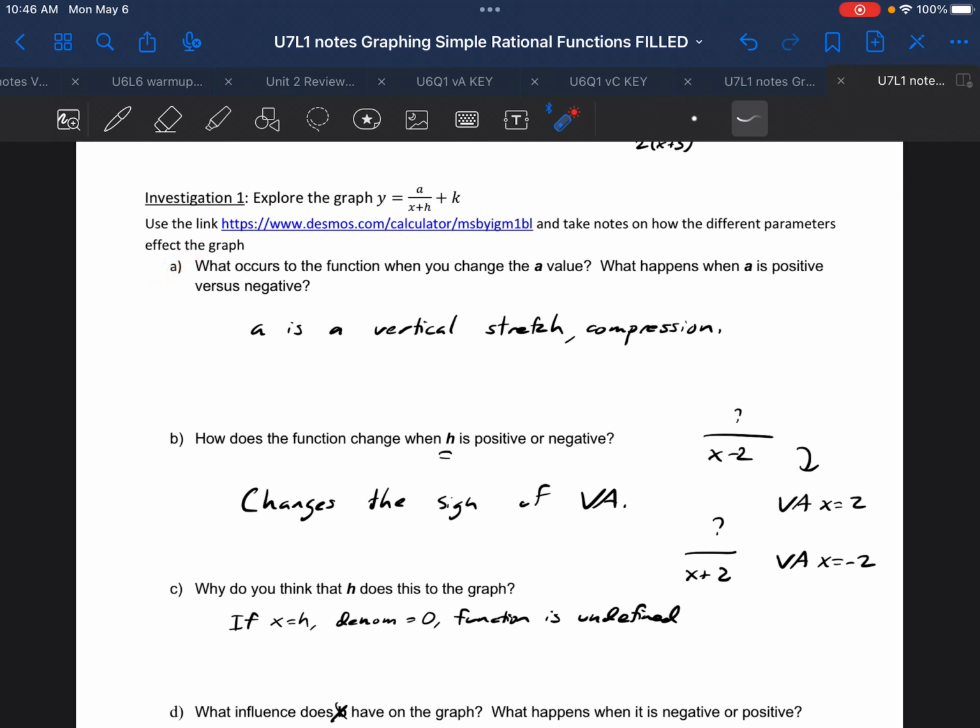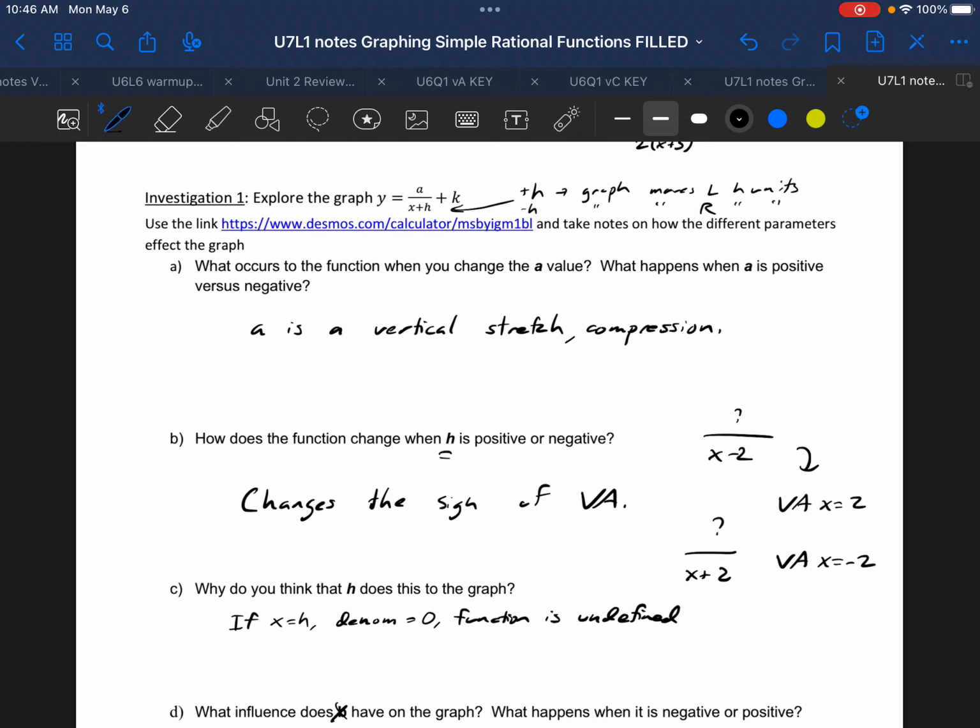Okay, so H. We're adding it directly next to X, and we've talked about before, when we add a number right next to X, it moves the graph left or right. So if we add H, the graph moves to the left H units. And if we subtract H, the graph moves to the right H units. So that's good to remember.